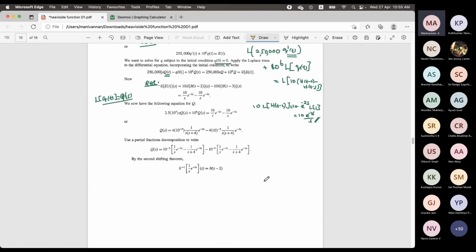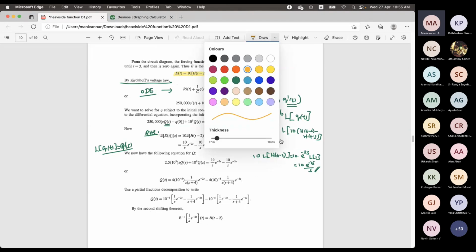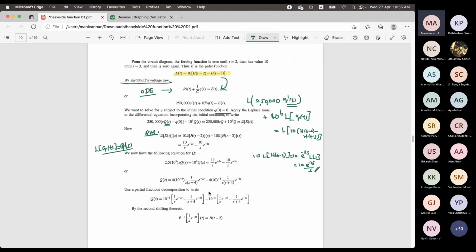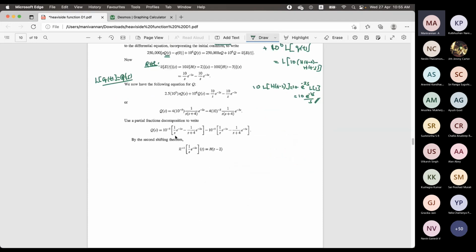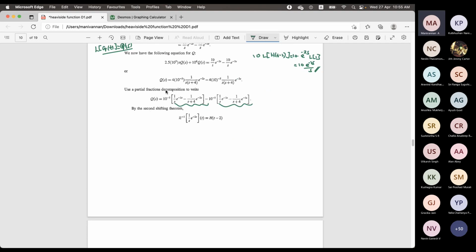Yes, sir. Okay, now yesterday, in the last class, we discussed this problem. So here, consider this L inverse of this part. First I am taking this 10 to the power minus 5, 1 by s e raised to the power minus 2s, under L inverse. So the resultant is 10 to the power minus 5 as a constant. E raised to the power minus 2s means it is h of t minus 2.